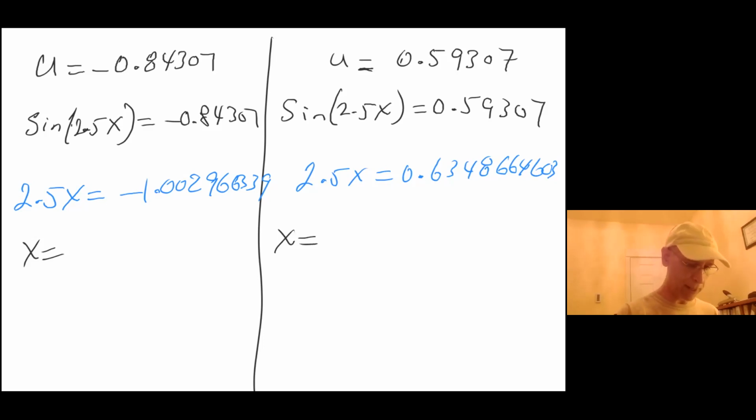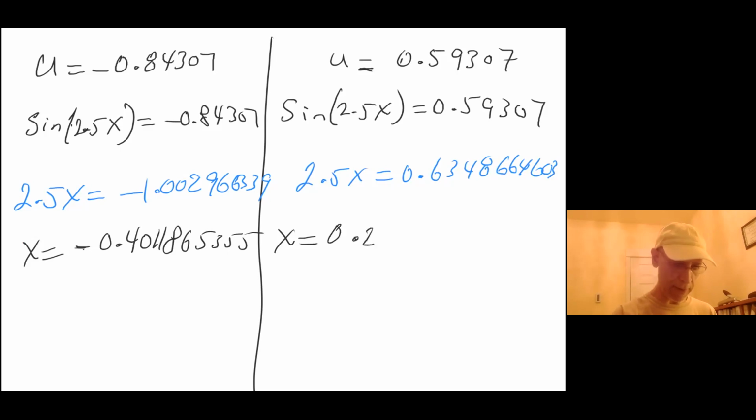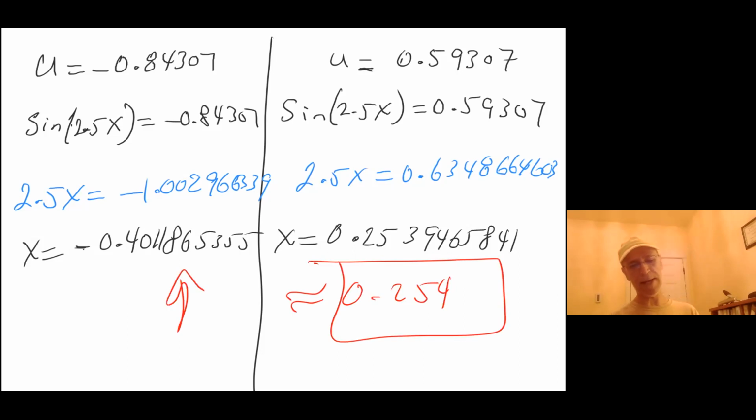Okay, on this side, I get x equals negative 0.4011865355, and on this side, 0.634866 divided by 2.5, I get x equals positive 0.253946581. Okay, which is approximately 0.254. I'm going to work with this one because we said we are not interested in the negative one. Let me go to the next page.